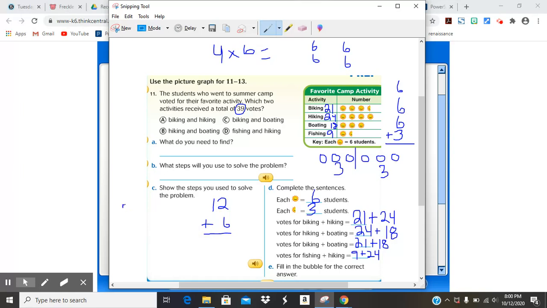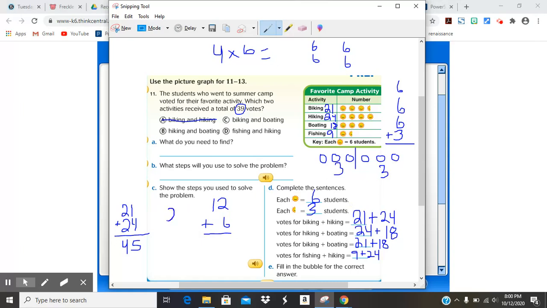So if we come over here, 21 plus 24. This is like some of our freckle problems. We have to do several steps. Ones place first. 1 plus 4 is 5, and 2 plus 2 is 4. So I get 45. Is that my magic number? Nope, my magic number is 39. So I can mark off biking and hiking.